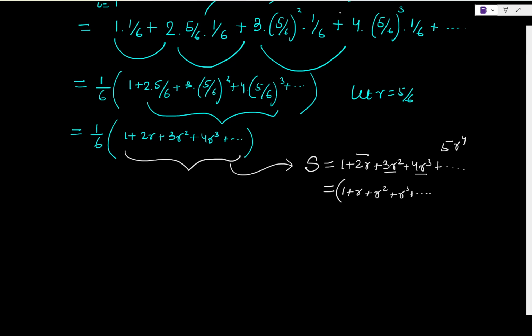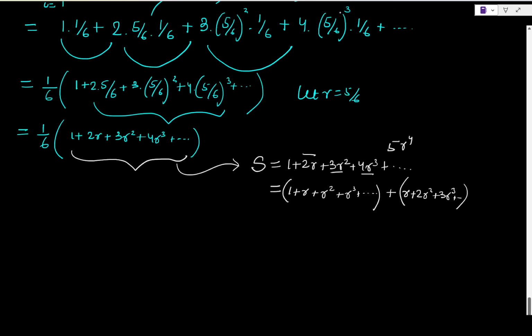That would be one part. Plus, what remains? From 2r I took 1r, so 1r is left. From 3r square I took 1r square, so 2r squares are left. Similarly, 3r cubes would be left, so on and so forth. This is what is left. This is called breaking summations, finding residues. And that is a really helpful technique in many ways.